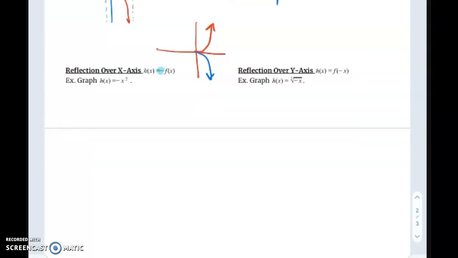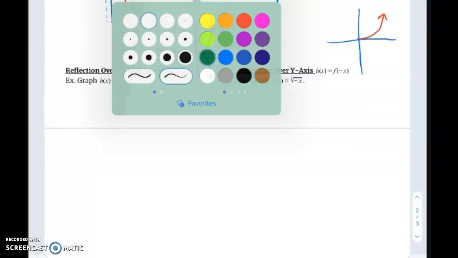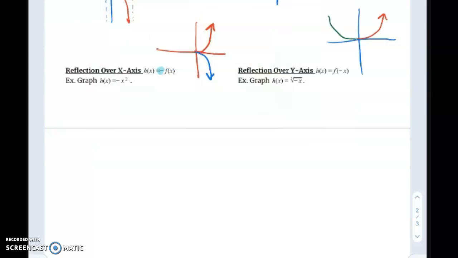Now, if we're talking about a y-axis reflection, then we're talking about a starting graph, say like that, and if it reflects over the y, it would look like that. So that means it's flipping left and right, and the x values are changing. And that would mean there's a negative inside on the x itself, so inside the parentheses. So, for example, negative x squared, we know that's a reflection over x.